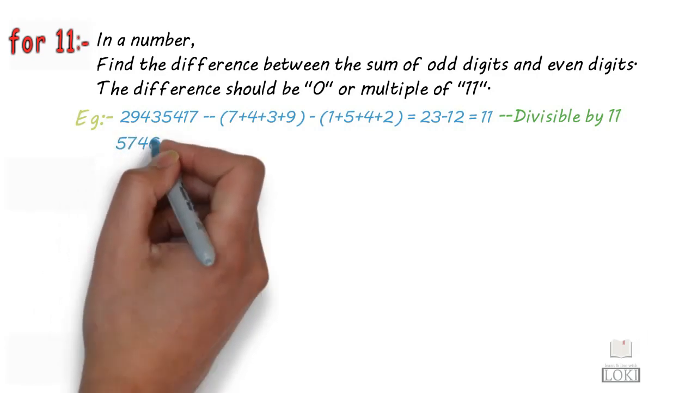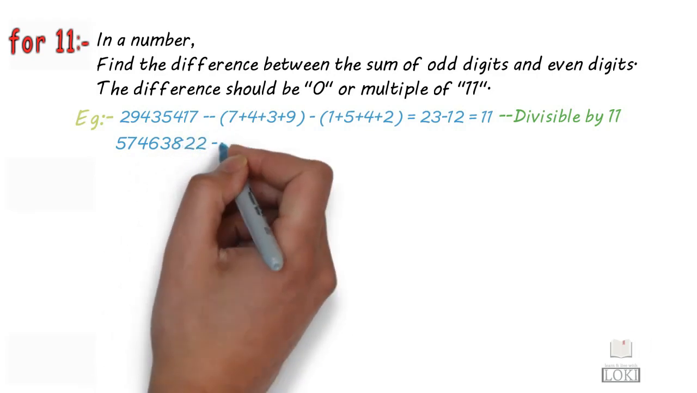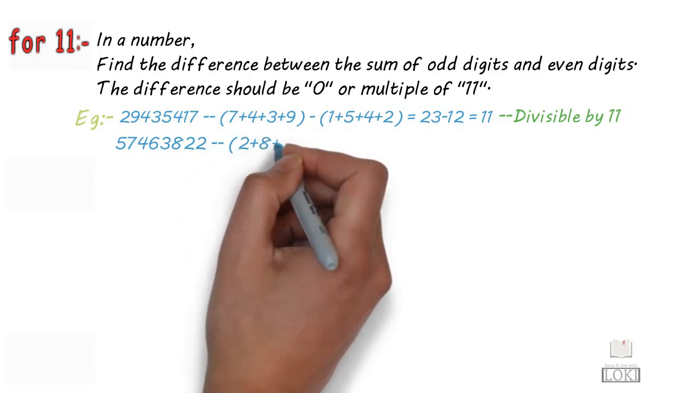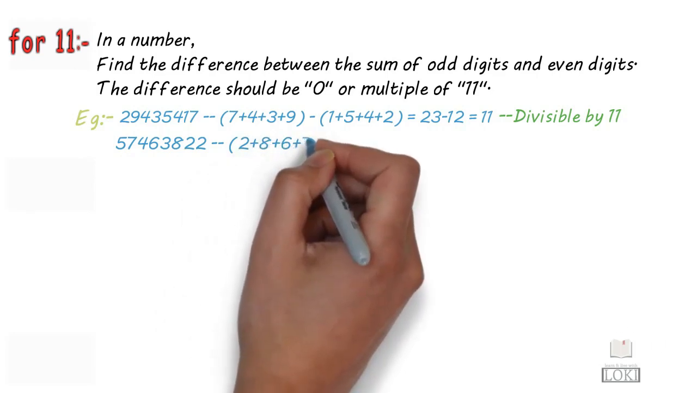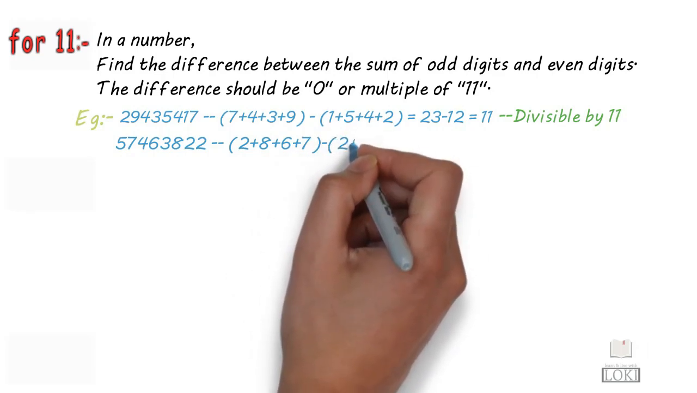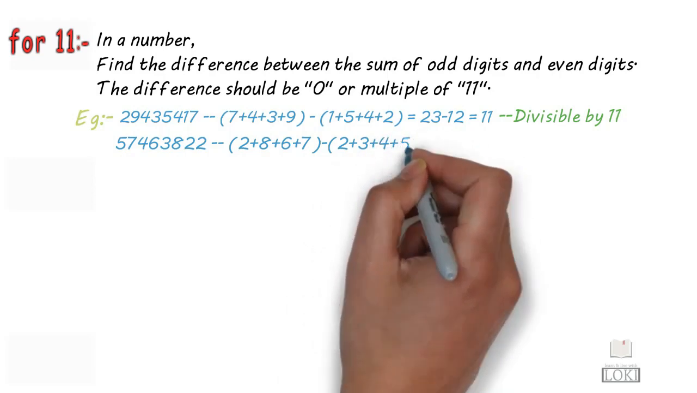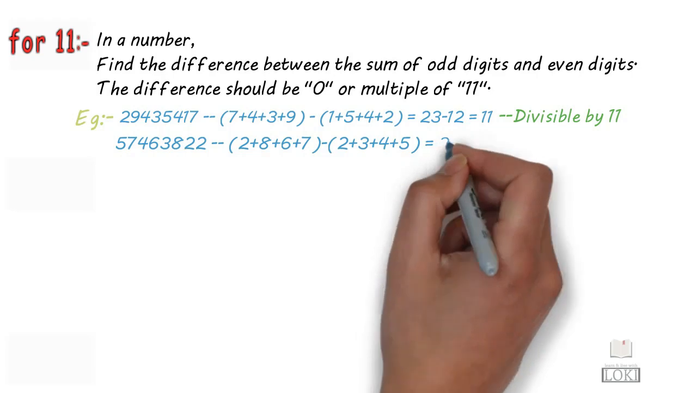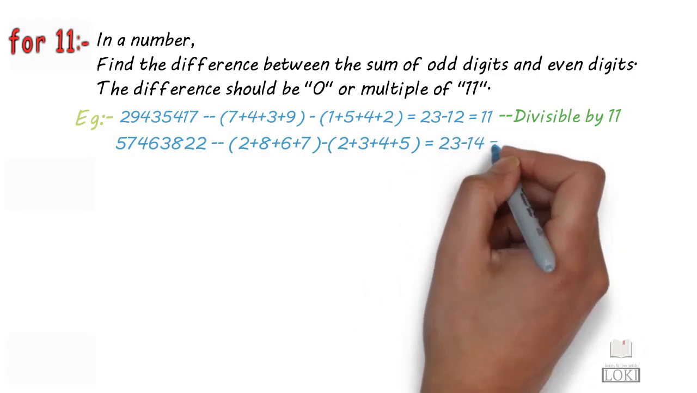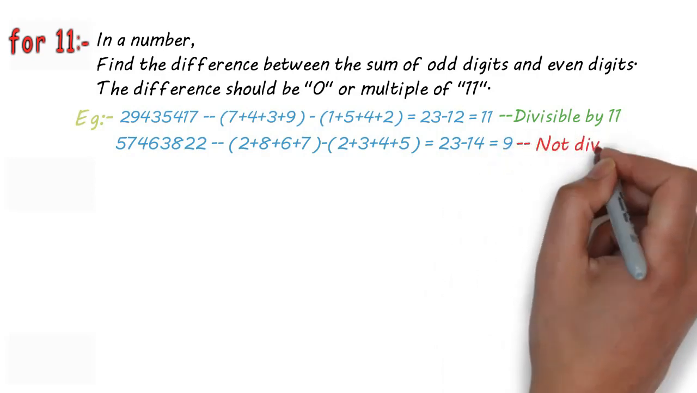For better understanding, let's see another number. In this number, we can see that 2, 8, 6, 7 are in odd places and the digits 2, 3, 4, 5 are in even places. So just add them all with respect to odd places and even places and find the difference between them, and we get the difference as 9. We all know that 9 is not a multiple of 11, so we can conclude that 11 is not going to divide the number.